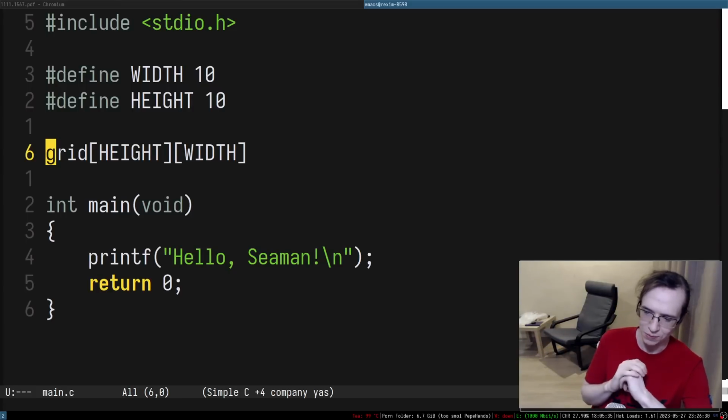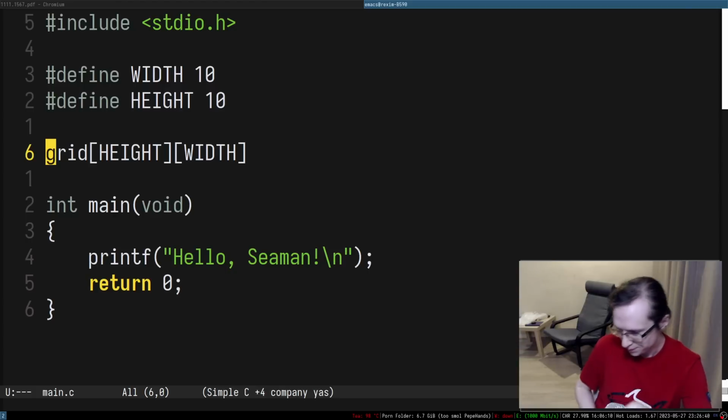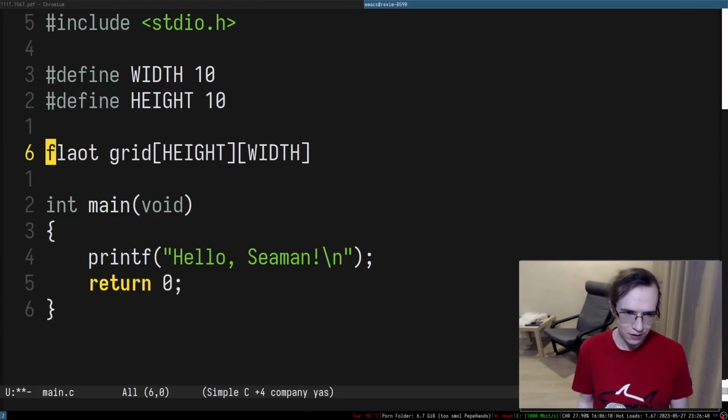I think they do the same thing in math, because in math the first index is the row and the second index is the column. So anyway, since it's a continuous thing, it's going to be a grid of floats, and let's initialize it with zeros.